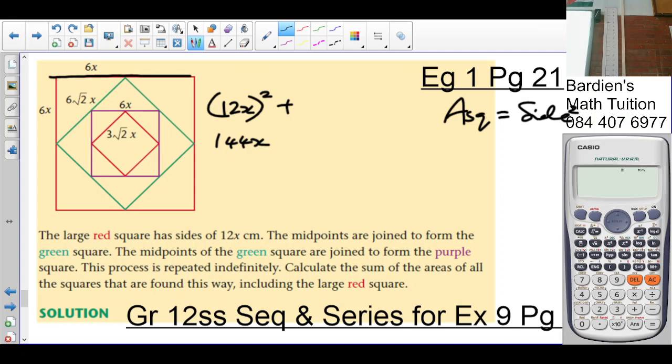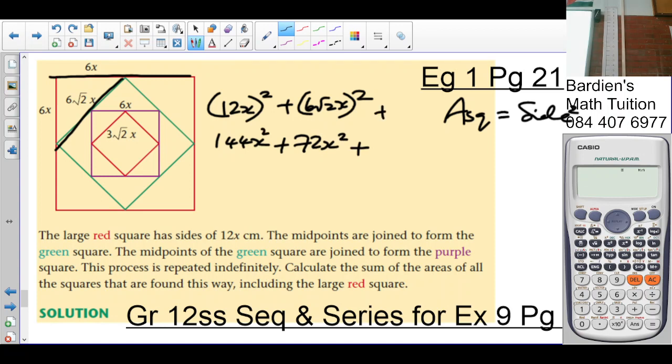Why am I putting pluses through it? Because that's a series here. So this length there, what's the length of each side of the square there? It's going to give you 6 root 2, so it's plus (6 root 2 x) all squared. So that will give us 72x squared. Okay. Let's look at the third one.